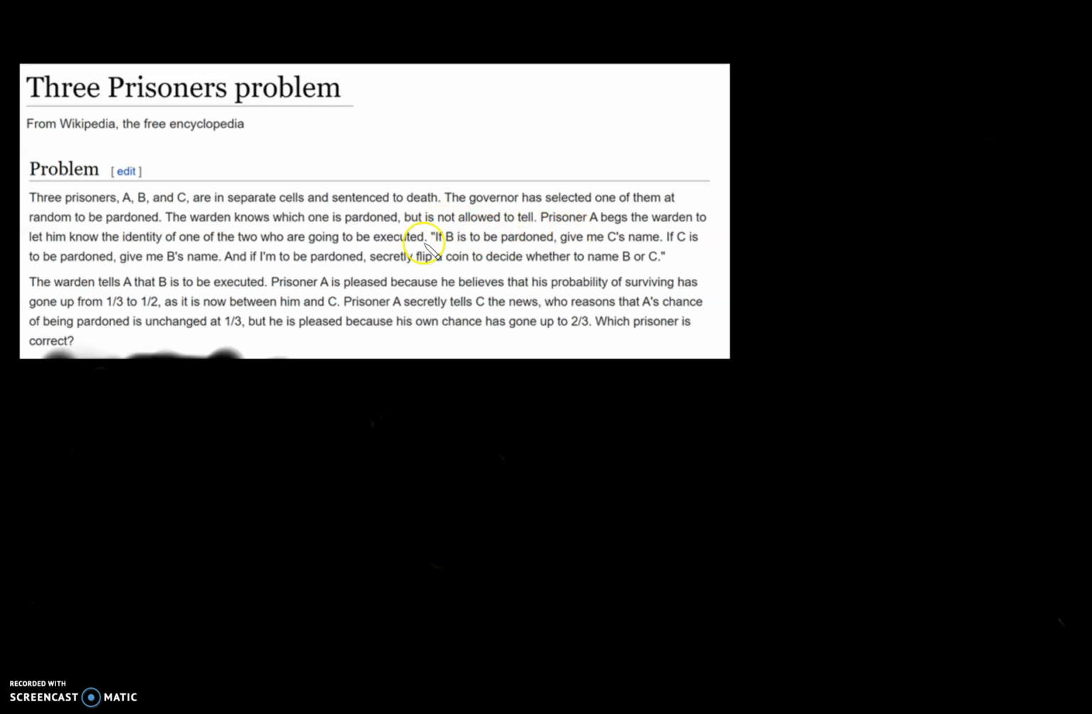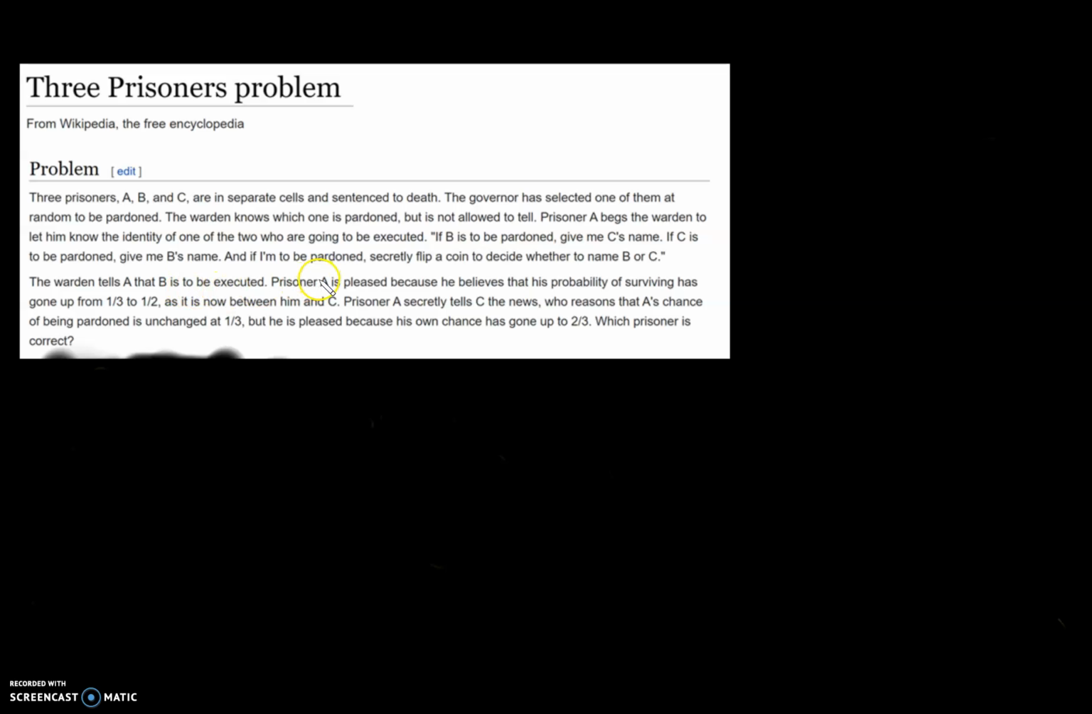Prisoner A begs the warden to let him know the identity of one of the 2 that will be executed, saying that if B is to be pardoned, give me C's name. If C is to be pardoned, give me B's name. And if I'm to be pardoned, secretly flip a coin to decide whether to name B or C. The warden tells A that B is to be executed.